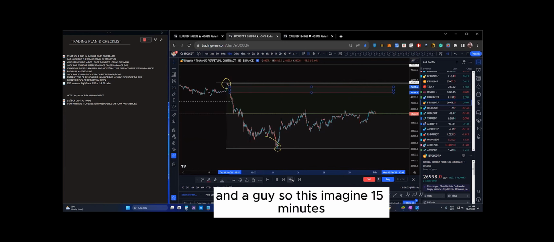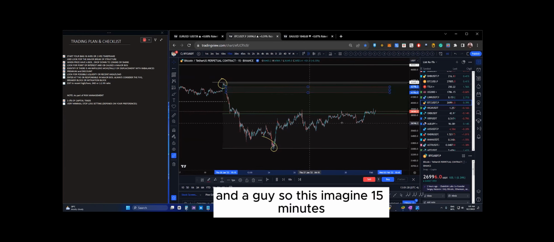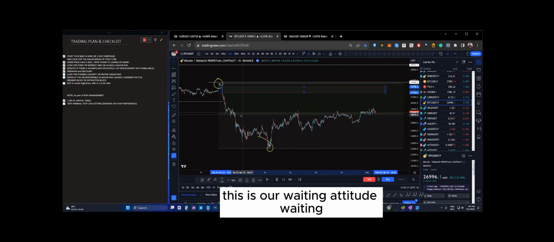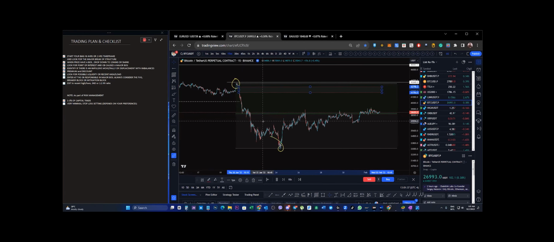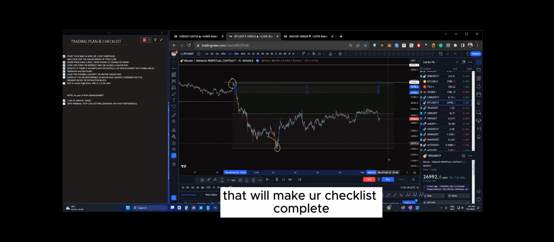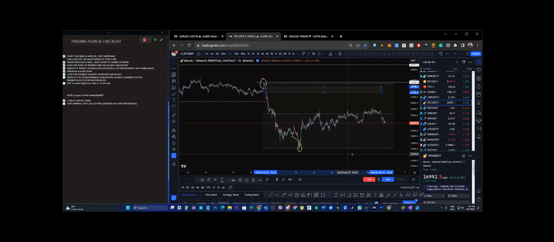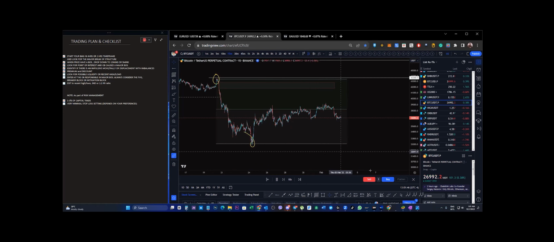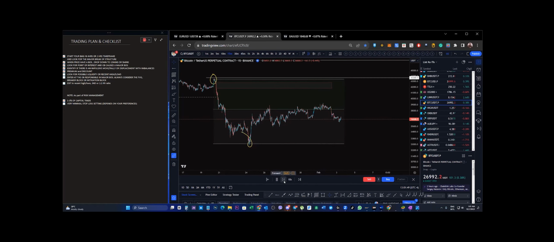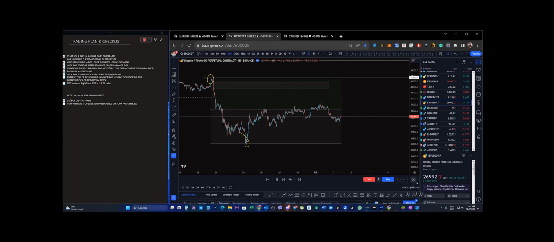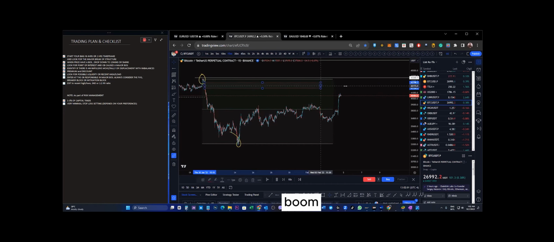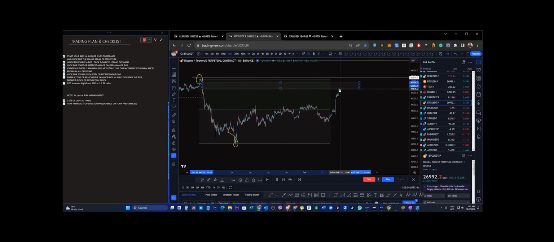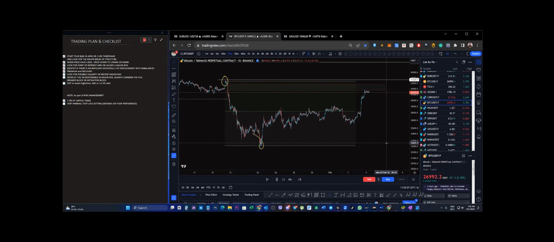Okay, so tignan natin kung tatama siya. 10 na to 10. Tagal. So this, imagine 15 minutes. This is a waiting attitude, waiting. Ano na lang talaga siya. So kung hindi siya tumama, move to other chart. Okay? So ano nangyari ngayon dito sa trade na to? Okay. Let's see kung mag-fail tayo. Boom. Okay, nag-high pa rin siya. Boom! Sapol. Yung ating order block na nakita.